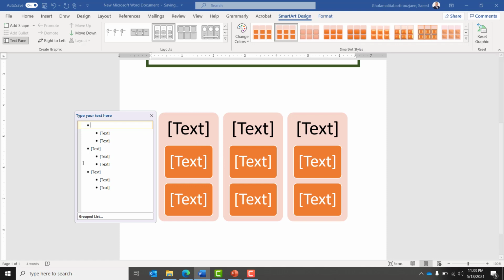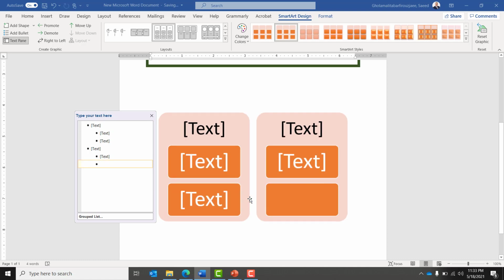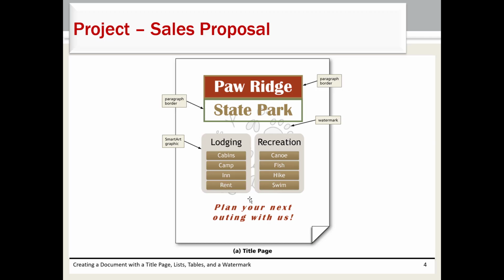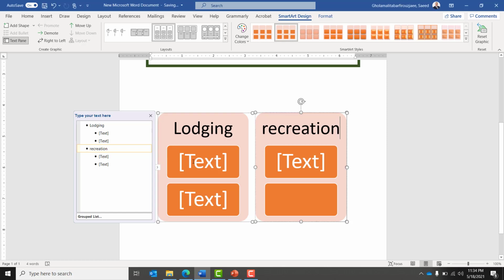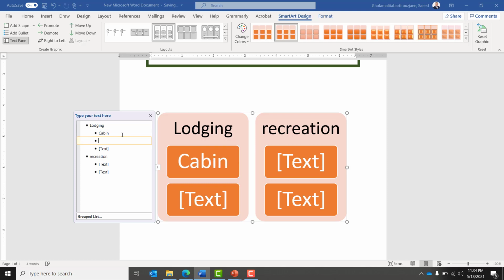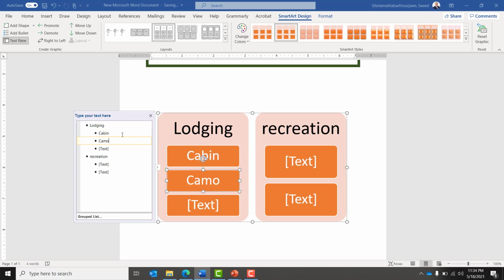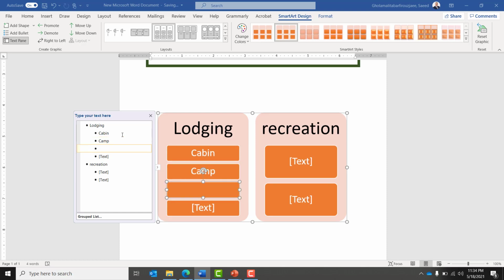So here we have 3 columns. We just need 2 columns, so I'm going to remove it from this menu. For the first text we have lodging, and for the second one we have recreation. Lodging and recreation. Under lodging we have four options: cabin, camp, inn, and rent.